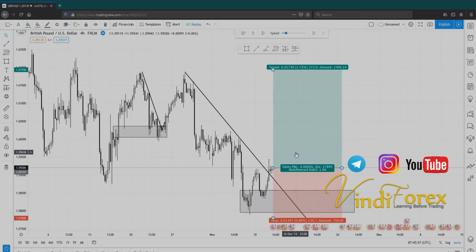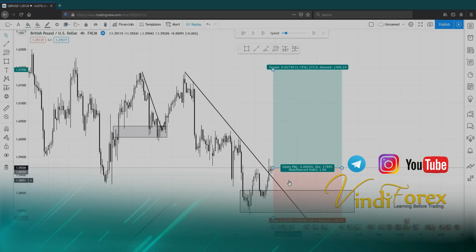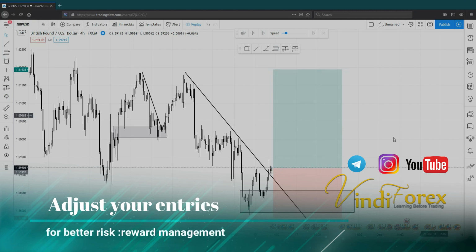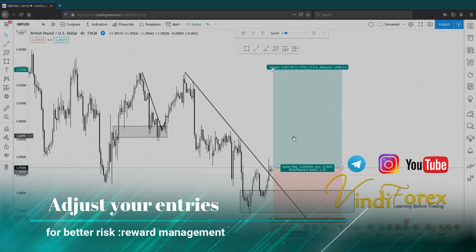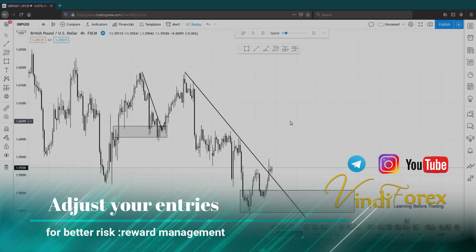So if you're one of those people who cannot afford corrections, or you cannot afford to see price moving in a different direction before it moves in profit, because maybe your account is tiny, what you have to do is make sure that your entries are better. And how do you do that? By actually looking for pullbacks.